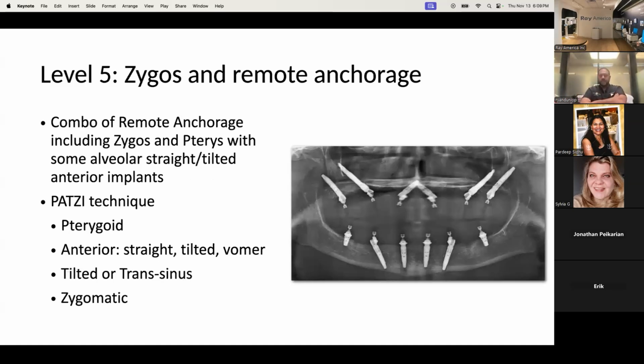And the most invasive and most complex dental implants that we offer are our zygos. These cases are usually reserved for the most resorption, and they usually involve remote anchorage for almost all of the implants. So you usually end up with a pterygoid, a zygomatic, and tilted implants, or a vomer implant, or something very advanced and skilled for most of these cases. Most of the time, if I can avoid a zygomatic implant, I do. But some patients, that's really the only bone they have left. So we still provide them with zygomatic implants, but as I mentioned before, it's becoming less and less in my practice.